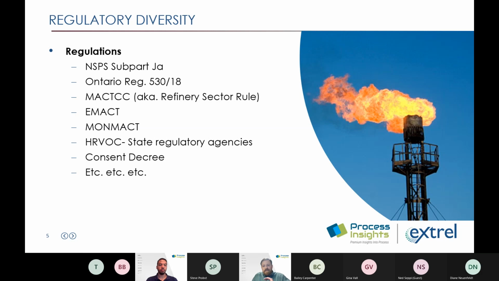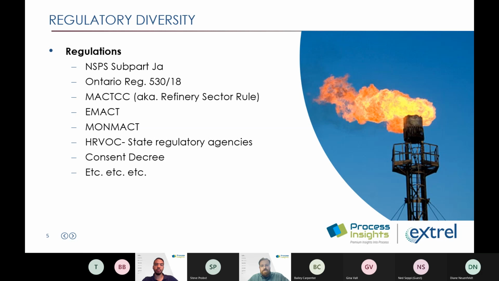For rules that are focused on combustion efficiency, you've got the MACT-CC, the RSR that I just described, but the EPA has also put out versions of that rule that are nearly identical in detail, but in application they apply to ethylene plants, with the EMACT rule, or the MONMACT rule, which applies to other polymer manufacturing and treatment sites associated with ethylene plants. Again, all looking at destruction efficiencies of their flares.